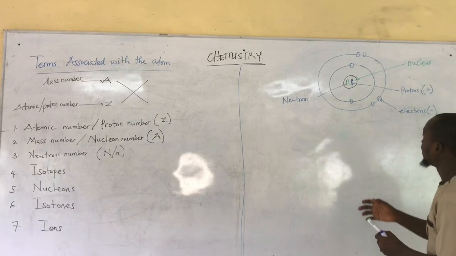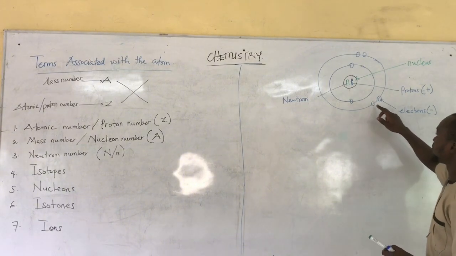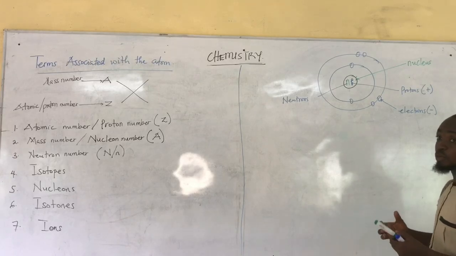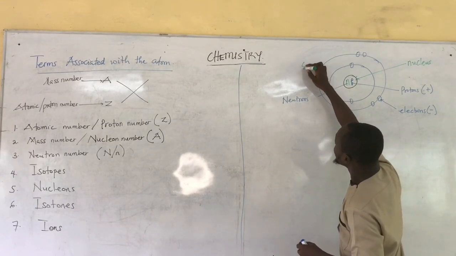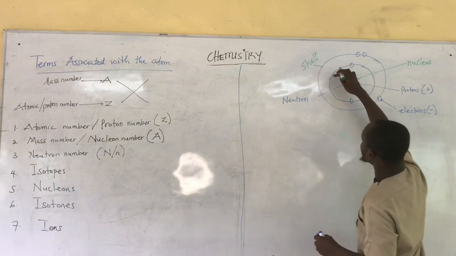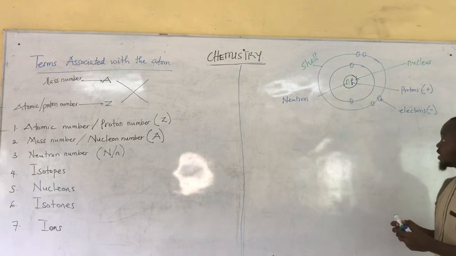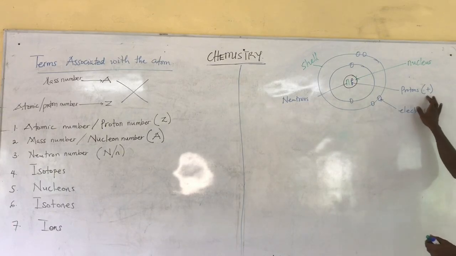Around or outside the nucleus, we have the electrons. They are present in what we call the shells, or the orbits, or the energy levels. Let me indicate here. Here is a shell, and another shell. So we have only two shells here. The protons in the nucleus are positively charged.